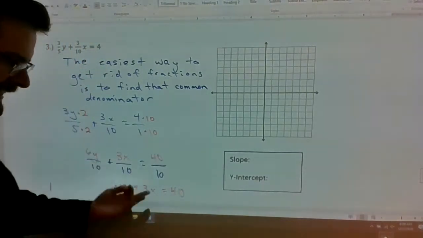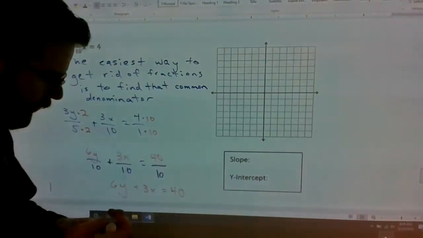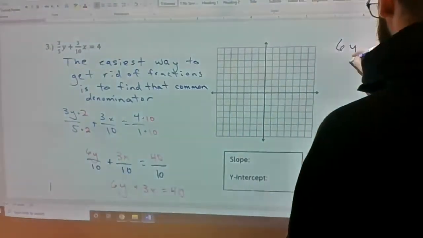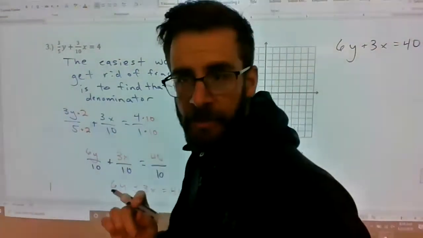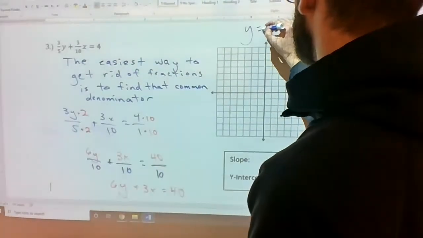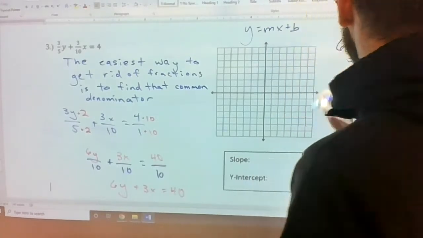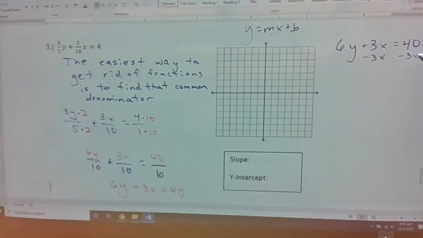So it took some work to get there, but we've created an equation that's much easier to work with. So over here, I'm going to work with it. Can you guys see that whole thing? Barely. So we want y equals mx plus b. Get that negative 3x to the opposite side.